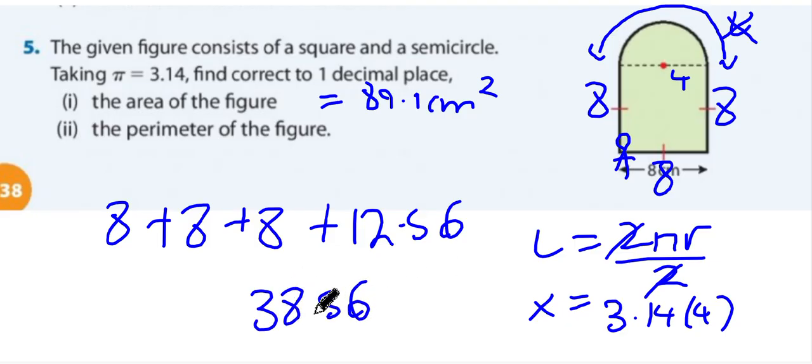38.56. 38.6. Oh, you're right. It is 36 points. It is 36, yeah.